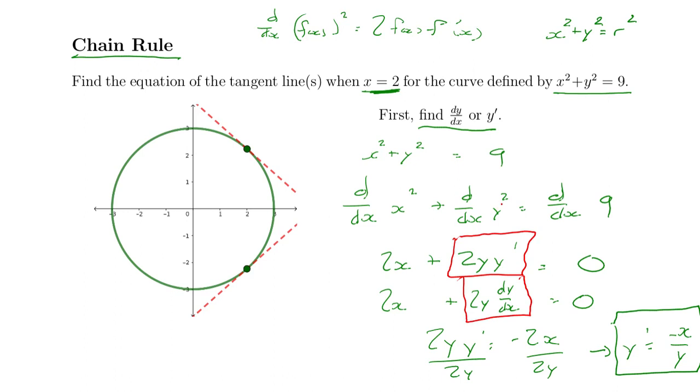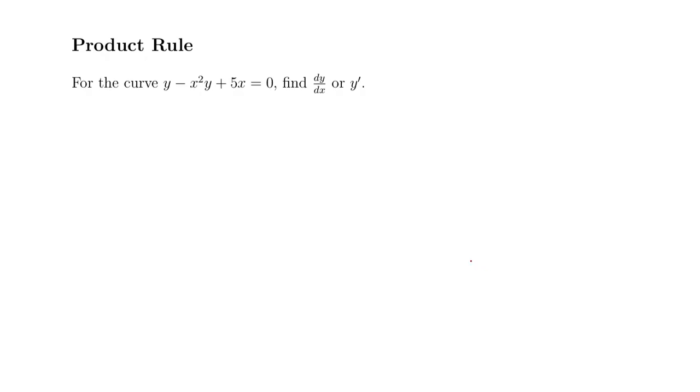The derivative of y squared is 2y times the derivative of the inside function. Even though y is not a function, it acts like it. All right, let's talk about the product rule here. Let's just find the derivative here. We're not going to worry about finding equations of tangent lines or anything like that. It's going to act the same way.